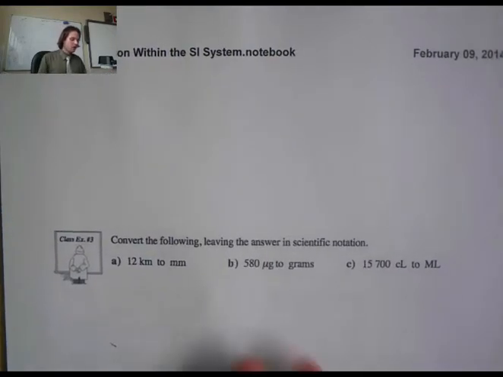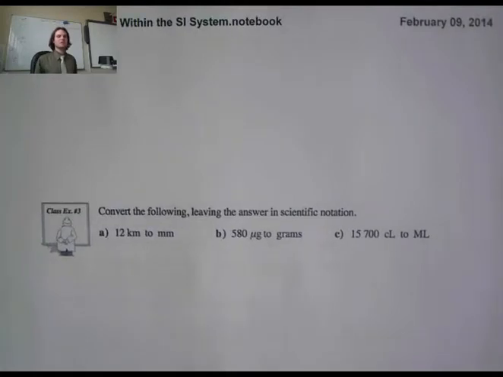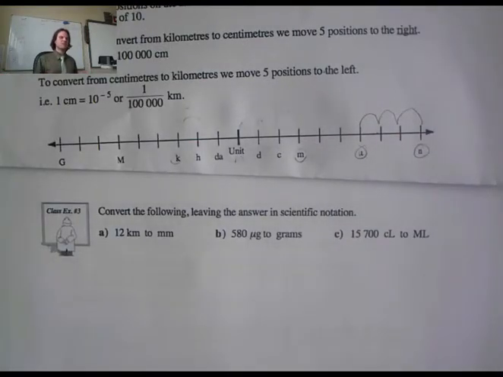Convert the following, leaving the answer in scientific notation. So now it wants us to leave it in scientific notation. If you don't quite do that, don't worry about it. But try your best to get the scientific notation, because you're really going to need scientific notation when you're taking chemistry, biology, and physics. So it's a good practice here.